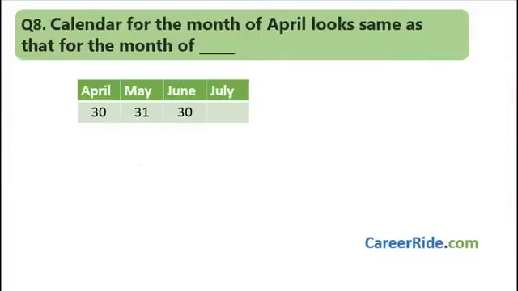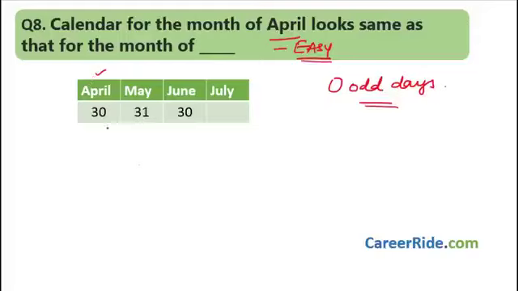Question number 8. Calendar for the month of April looks same as that for the month of. Now see, this is again a very easy question. And the reason I'm calling it easy is because it just needs you to apply the concept of 0 odd days, right? The 0 odd days concept that we were till now applying to years, you have to apply to months now. And the moment you meet 0 odd days, the calendar begins to repeat. That is what we already know.